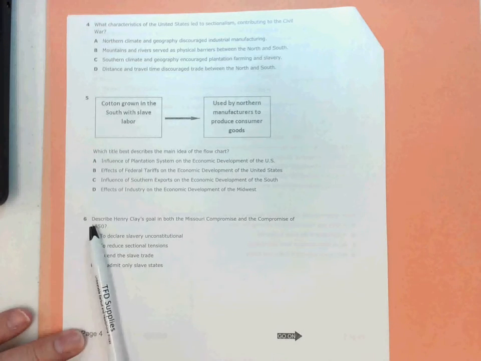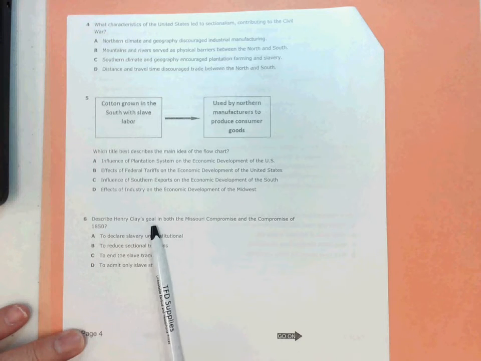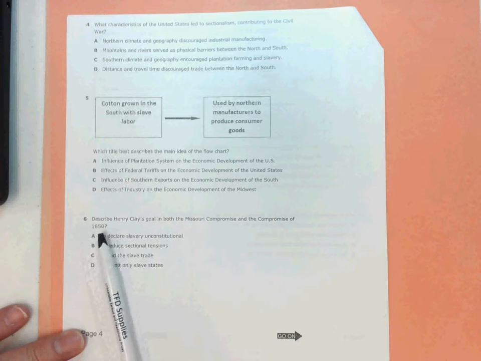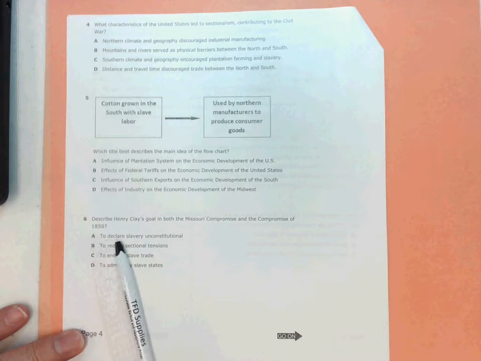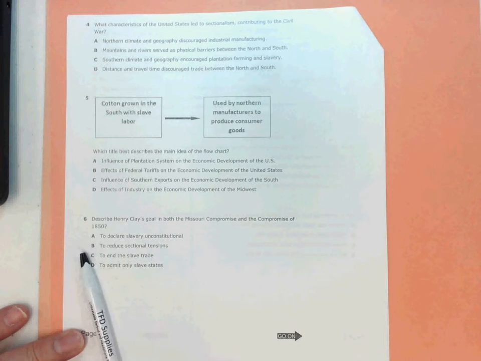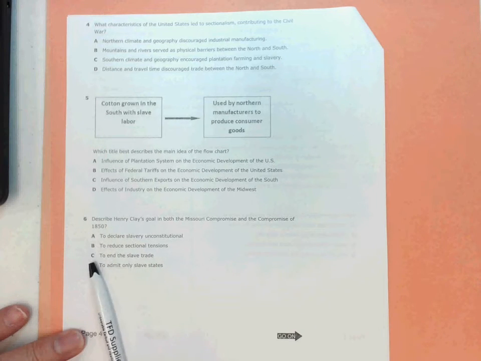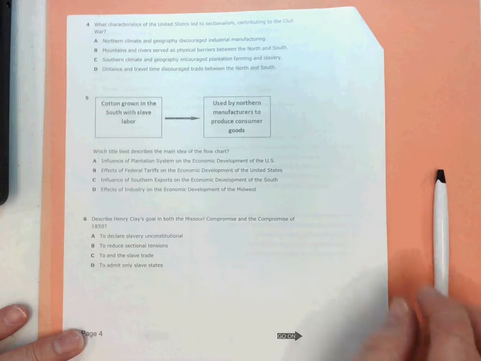Number 6. Describe Henry Clay's goal in both the Missouri Compromise and the Compromise of 1850. A. To declare slavery unconstitutional. B. To reduce sectional tensions. C. To end the slave trade. D. To admit only slave states.